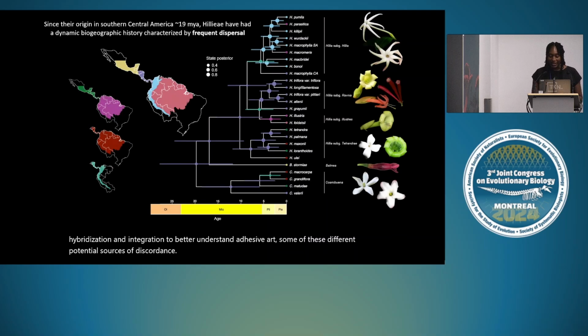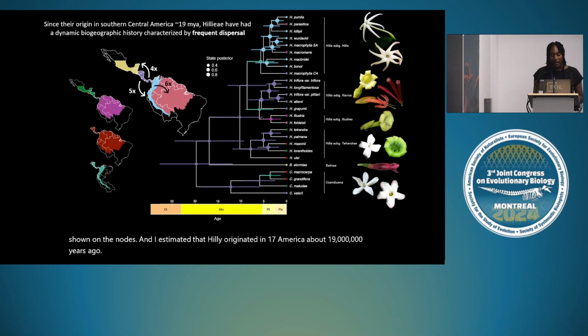And so next, I estimated divergence times for the species tree and performed a biogeographic reconstruction. And so the 95% HPD for the node ages and the estimated ancestral states are shown on the nodes. And I estimated that Hylia originated in southern Central America about 19 million years ago.